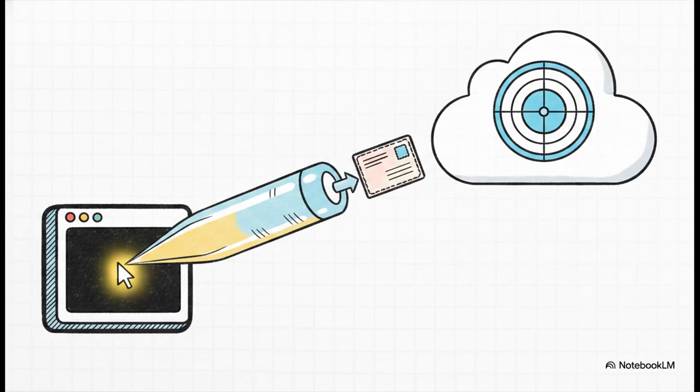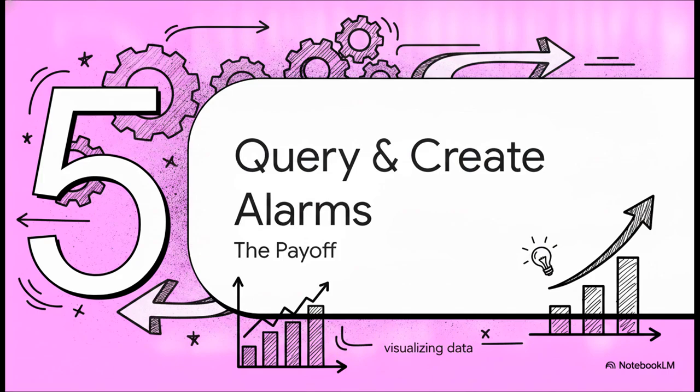You're going to run OCI monitoring metric data post. When you run this, you'll also use an endpoint parameter that points specifically to the telemetry ingestion endpoint. It basically grabs that JSON payload we just built and injects it straight into your cloud monitoring ecosystem. Boom, done. On to section 5, querying and creating alarms, the payoff.